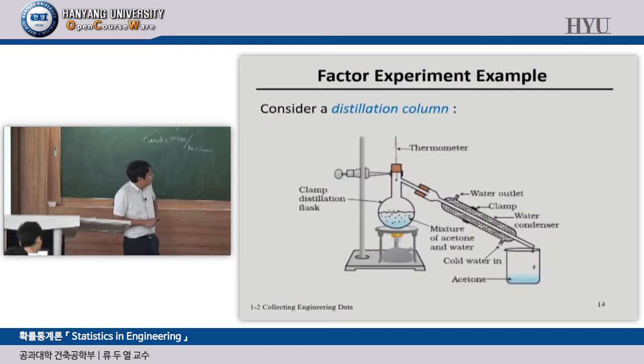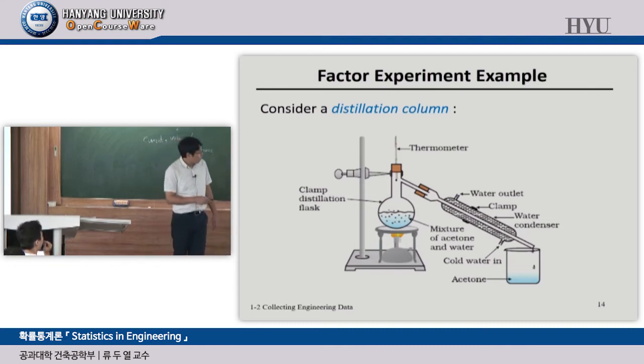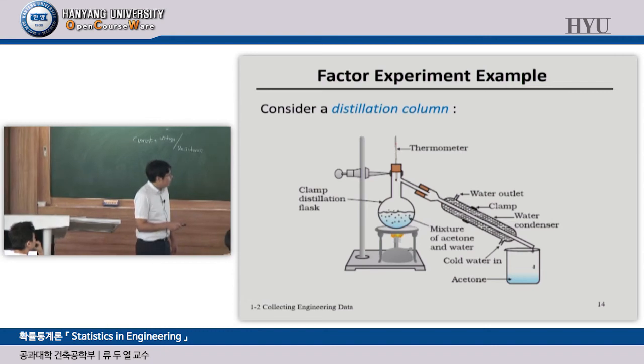This is a typical example of a designed experiment, which is called a factorial experiment example. We can consider a distillation column. This is the test setup for the distillation column. This is the distillation flask here, and there is a mixture of acetone and water. There is a thermometer to measure the temperature inside the flask. The evaporated mixture goes through this cooling system and finally condenses into a solution. Cold water is fed into this part, goes through the cooling system, and the water gets out here.